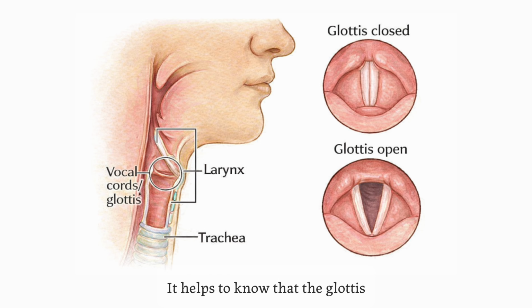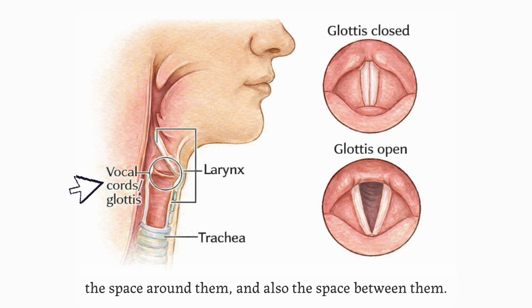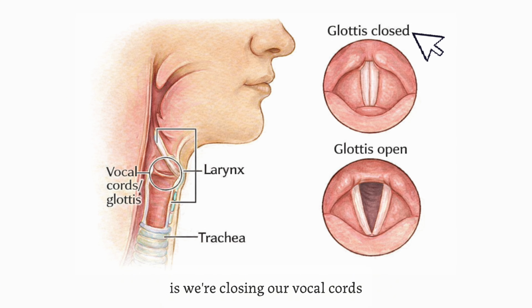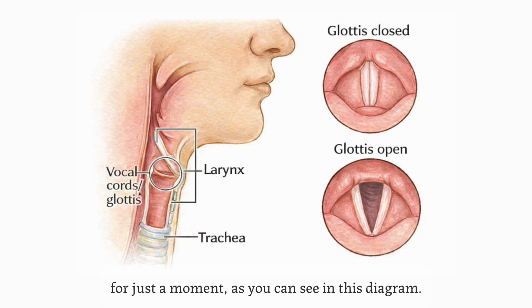It helps to know that the glottis is an area of our voice box, our larynx, that contains the vocal cords, the space around them, and also the space between them. What we're doing when we make a glottal stop is we're closing our vocal cords for just a moment, as you can see in this diagram.